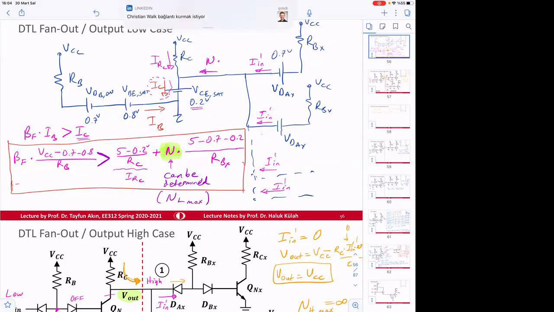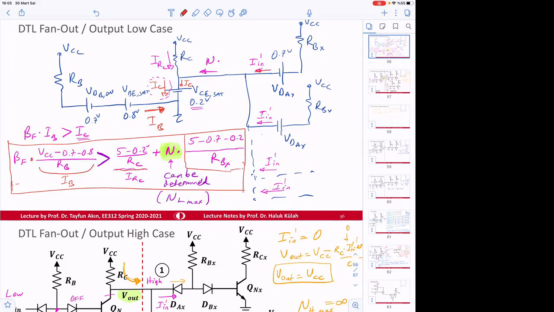We say that here, the current I base, this is I base, times beta F should be larger than IC, which is this current IC. And this IC has two components. One of them is this here, but the other one is this one here. And this other component is coming from next.